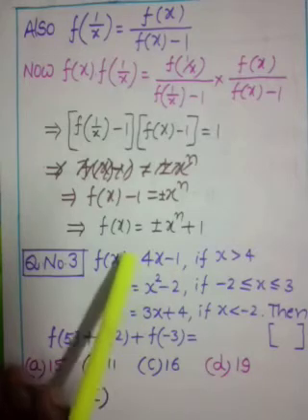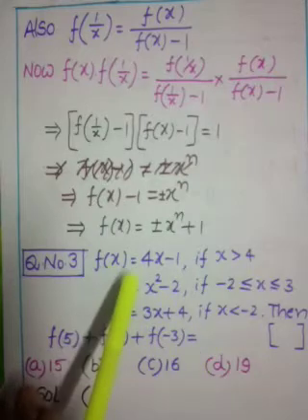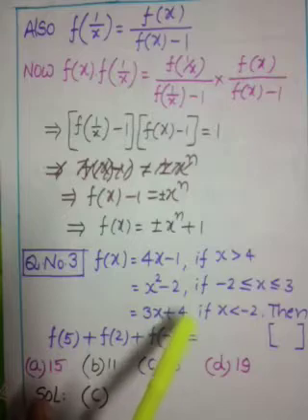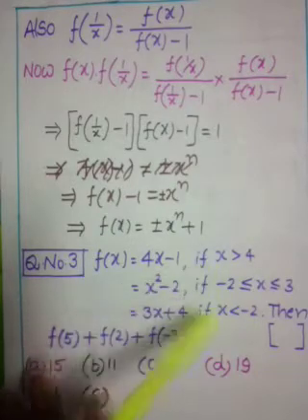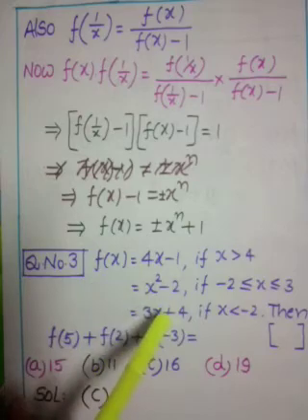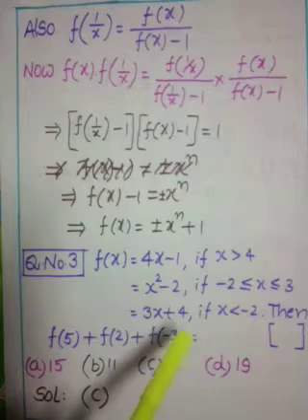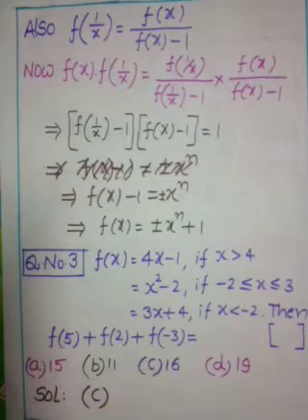If you observe here, f of x is defined in different intervals. So here f of x is said to be a piecewise defined function, because in different intervals f is defined in a different way. That is why f of x is said to be a piecewise defined function. Now come to the solution. Here the third option is correct, that is 16.